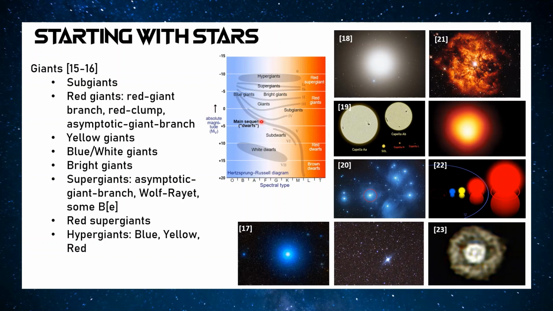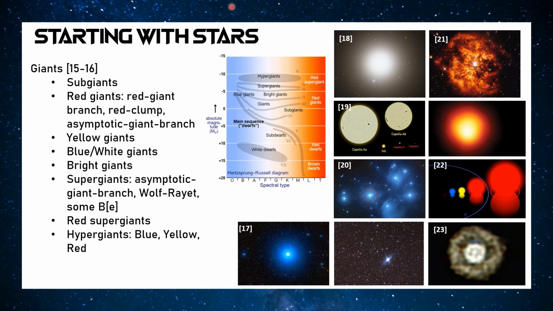The red clump group are a cool half of the horizontal branch where there's helium fusing in the core and then hydrogen in a shell. And then the asymptotic giant branch, there's an inert carbon-oxygen core, a helium shell, and another hydrogen shell. And that's shown here by 18. That is Arcturus.